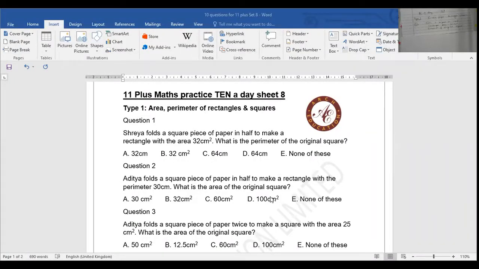Morning everyone, and this is another video on 11 plus maths, and this is about our 10-a-day series, and this is sheet 8. Okay, I'm going to do a couple of questions on this.